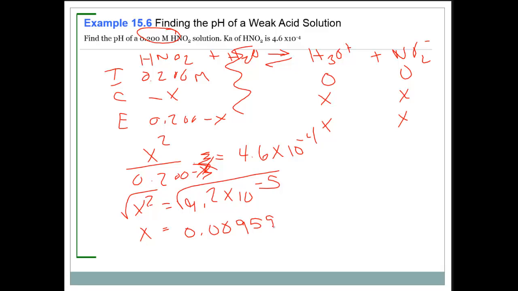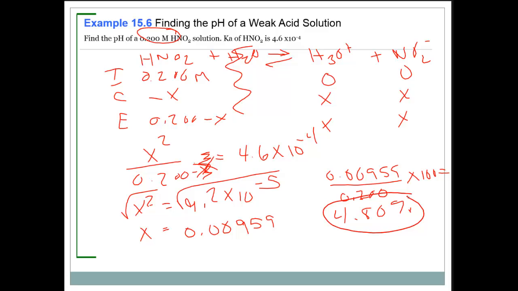Let's double check our assumption. 0.00959 over the initial concentration of 0.2 times 100 comes out to be 4.8%, which means it's under the 5%, but just barely. And that's also the percent ionization.